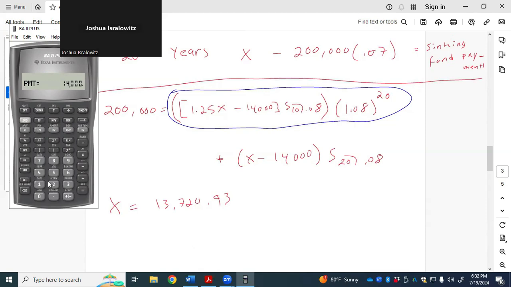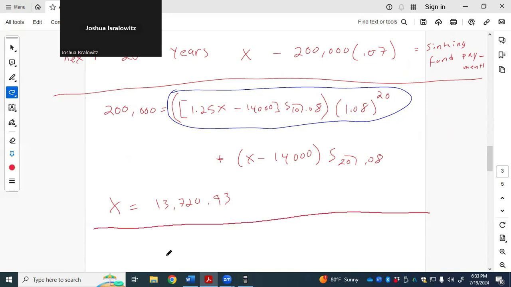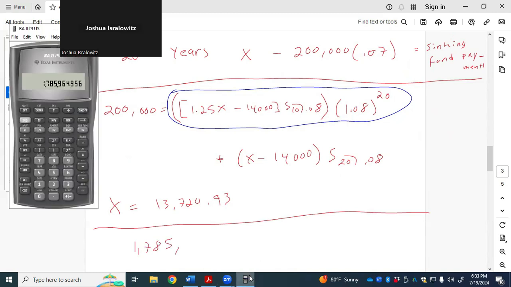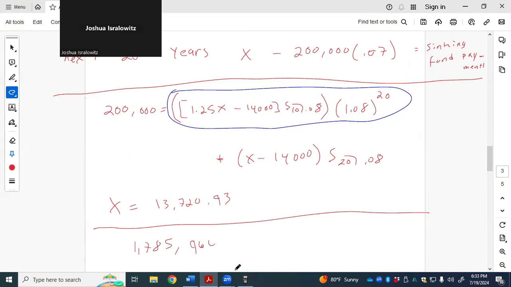Right, okay. So do this one here. So plus 200,000. So yeah, we got this astronomical number, 1,785,964,956.